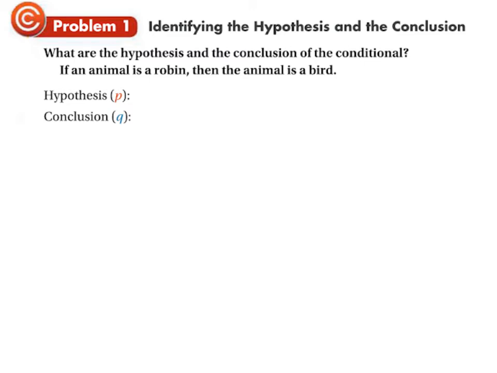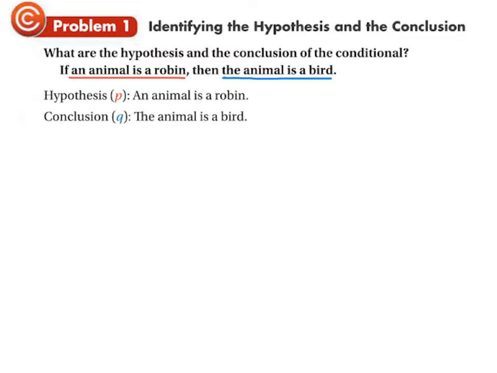All right. We're identifying the hypothesis and conclusion, and there's an important bit of this to note. We want to know, for this statement, if an animal is a robin, then the animal is a bird. What is the hypothesis and what is the conclusion? Well, you'll recall that the hypothesis is the if part of the statement, but it does not include if. It is what follows if. An animal is a robin. That is the hypothesis. Don't put if and don't put then when identifying hypothesis and conclusion. Okay? So then, what is the conclusion? The animal is a bird.